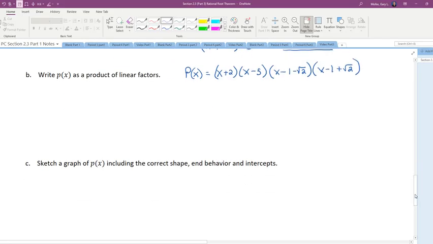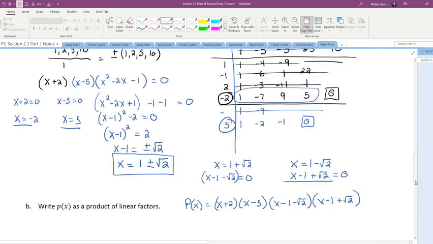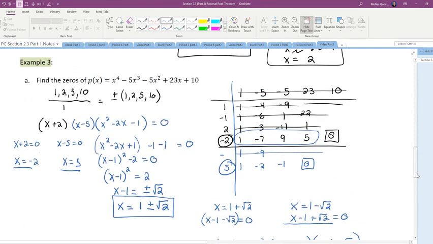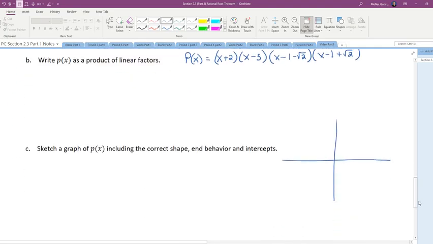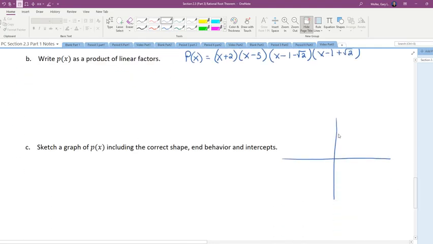Part C, sketch a graph of P of x, including the correct shape, end behavior, and intercepts. Okay, here we go. I'm going to take a look at my function, if it lets me. Come on. All right, even function, y-intercept is 10, leading coefficient's positive. So far I know my y-intercept is here at 0, 10.